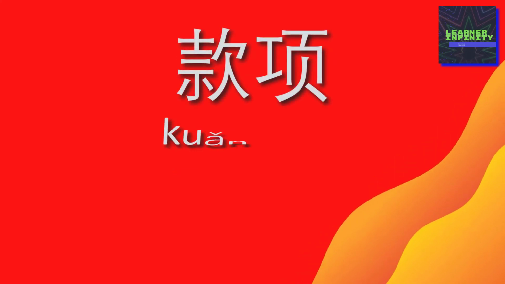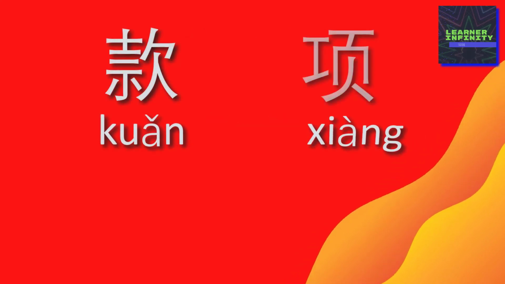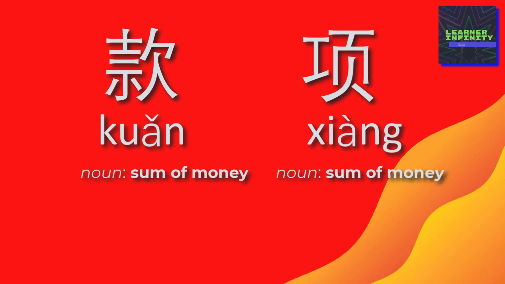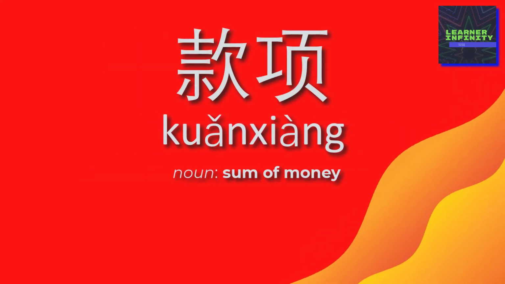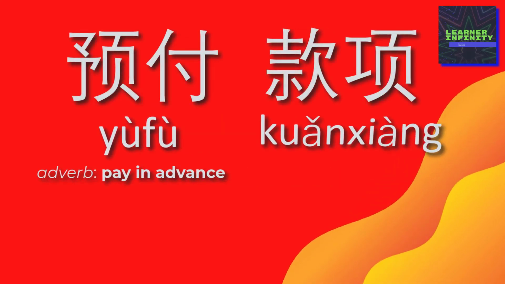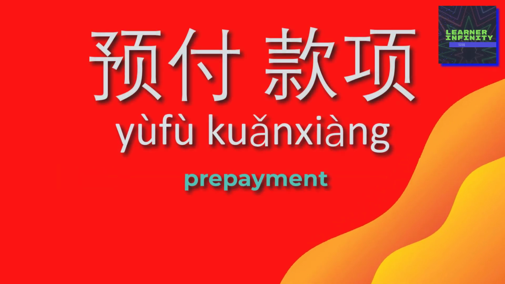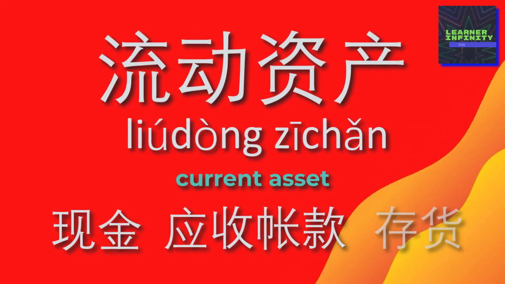Now, what about 款项? Both Chinese characters 款 and 项 have the same meaning of sum of money. That's quite head-scratching, but you'll encounter more Chinese words with this similar pattern combination. So, putting together 预付 means pay in advance, and 款项 means sum of money, creates an accounting term, prepayment. As you observed in this video, we discussed current assets such as cash, accounts receivable, and inventory, among others.